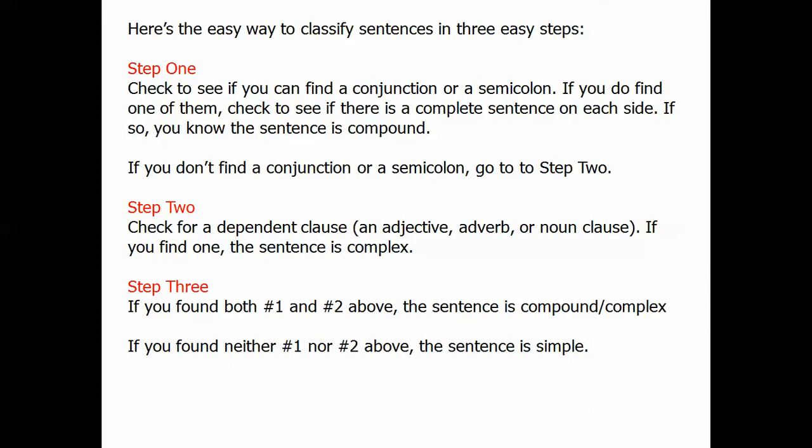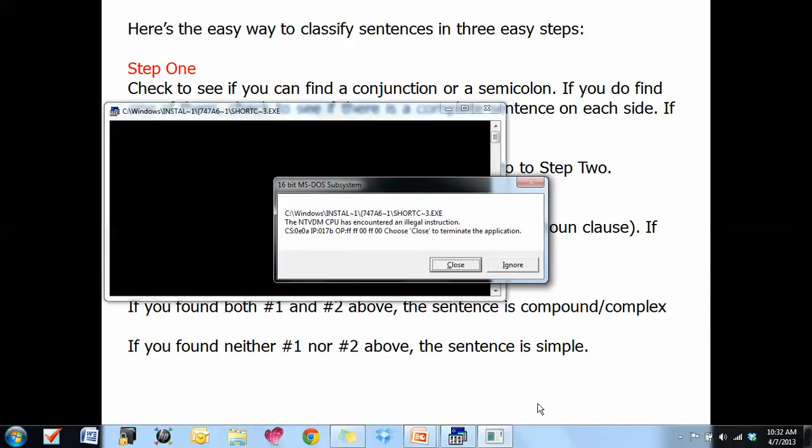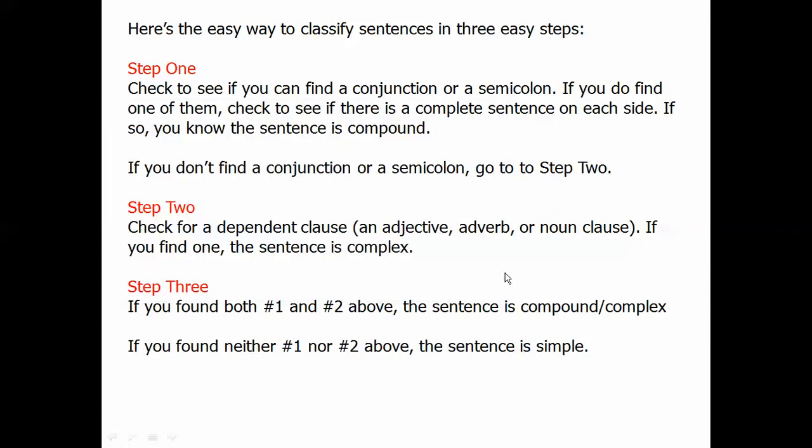Here's the easy way to classify sentences in 3 easy steps. Step 1. Check to see if you can find a conjunction or a semicolon. If you do find one of them, check to see if there is a complete sentence on each side. If so, you know that the sentence is compound. If you don't find a conjunction or a semicolon, then you go on to step 2.